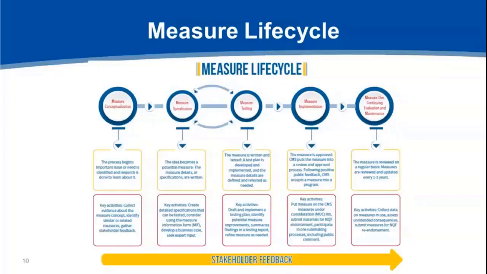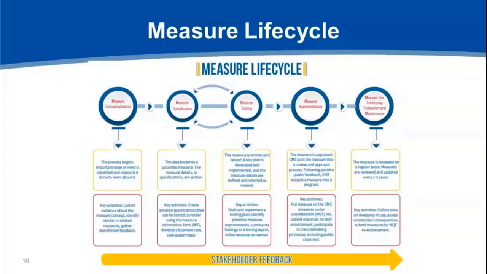The second phase is measure specification. This is the point at which that initial idea really becomes a measure. The developers flesh out the measure details, also called measure specifications, and can really start to nail down the population the measure will target, how the different parts of the measure will be defined, and how the measure will be scored or calculated. You'll notice the circulating arrows between this step and the next one, which is measure testing.